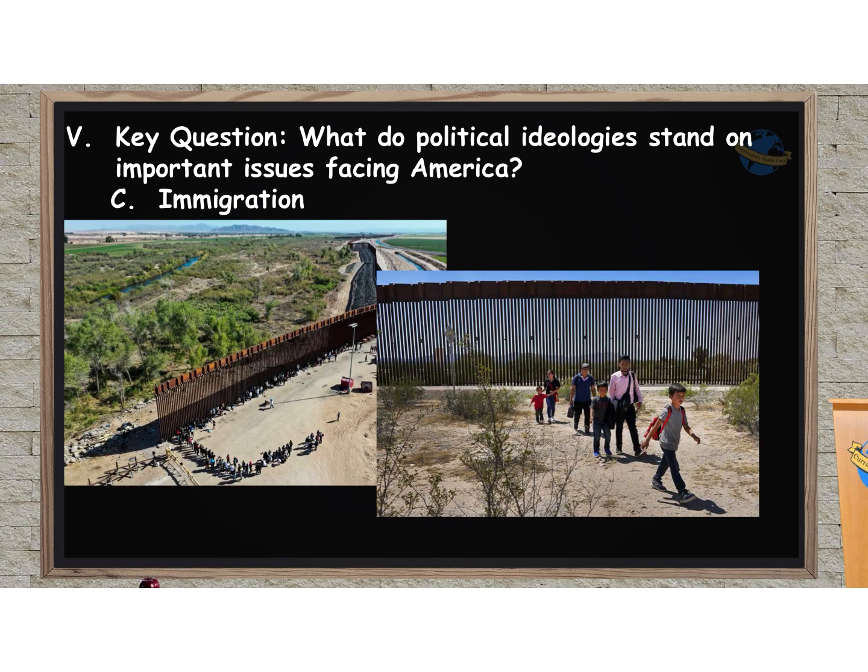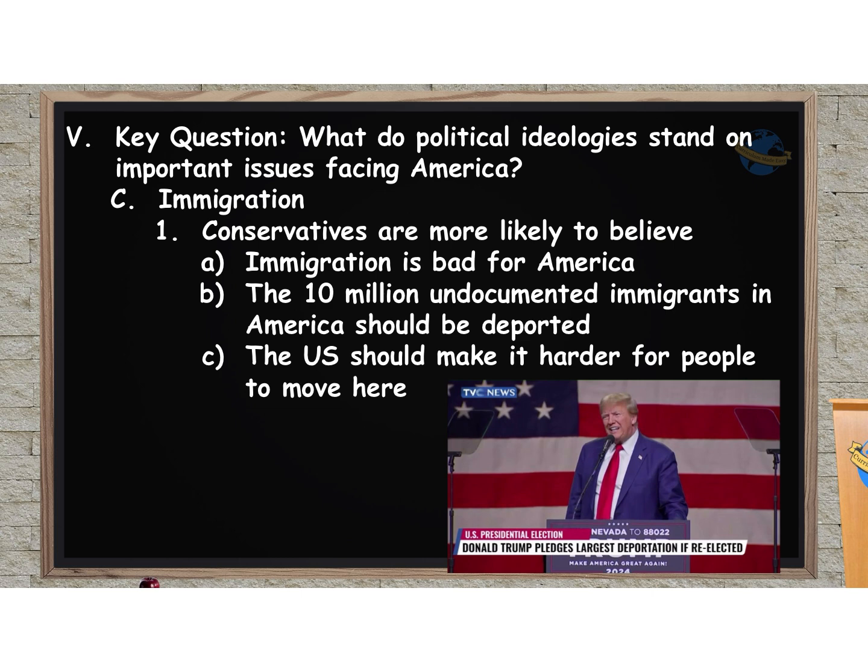Alright, let's take a look at immigration. Conservatives are more likely to believe that immigration is bad for America and that the 12 plus million undocumented immigrants in America should be deported. This means the 10 million people in America who crossed into our country without following the official rules that you're supposed to follow should be kicked out and sent back to their countries of origin, regardless of what age they were when they came here.